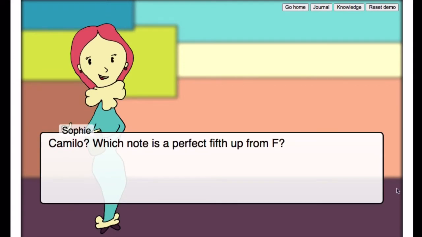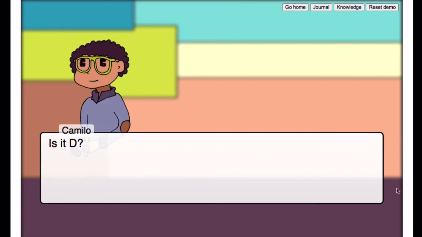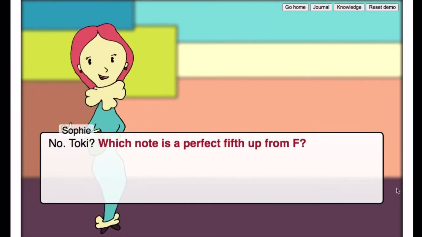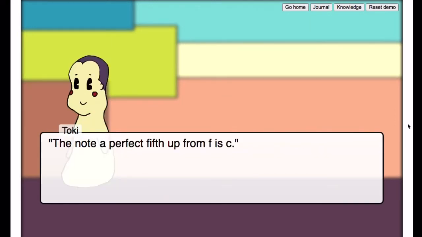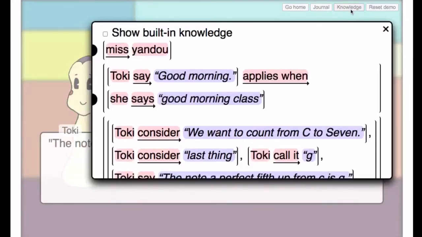Camilo, which note is a perfect fifth up from F? Is it D? No? Toki, which note is a perfect fifth up from F? The note a perfect fifth up from F is C. The rule worked. And here it is in Toki's mind.